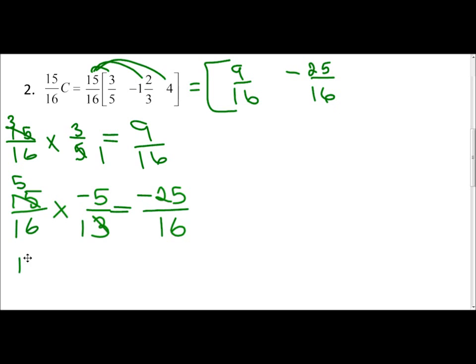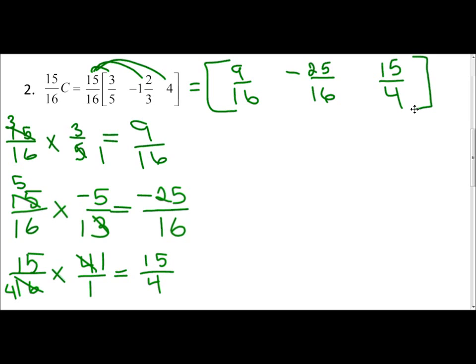And finally, I want to multiply 15/16 times 4. I'm going to change that whole number to a fraction by putting it over 1. And 4 goes into 4 once. It goes into 16 4 times. 15 times 1 is 15. 4 times 1 is 4. So my final entry is 15 fourths. And that is how we perform operations with matrices.